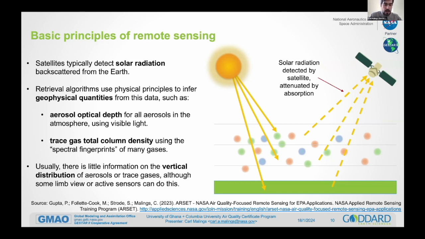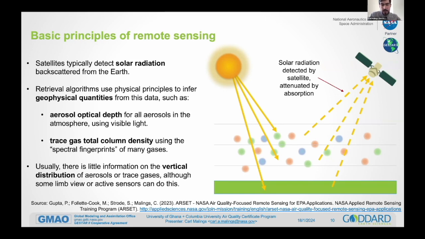Another term I'll be using a lot is trace gas total column density. So that would be the average or the total amount of a given gaseous chemical in the atmospheric column that this light has been passing through. And we can use the spectrum of the light to infer something about those trace gases, which I'll talk about a little bit more later.